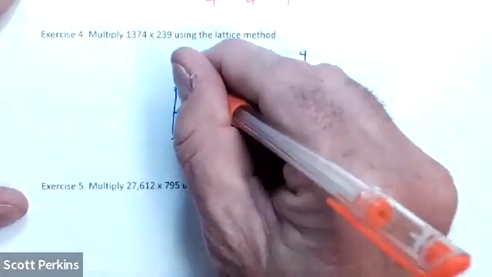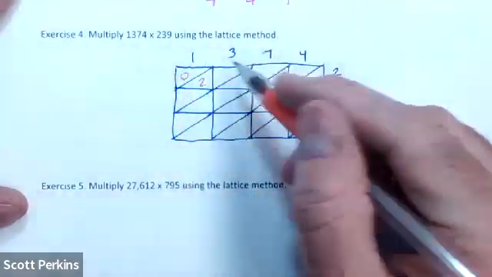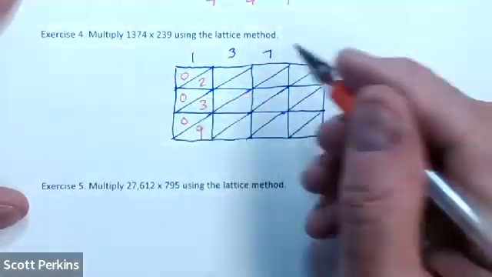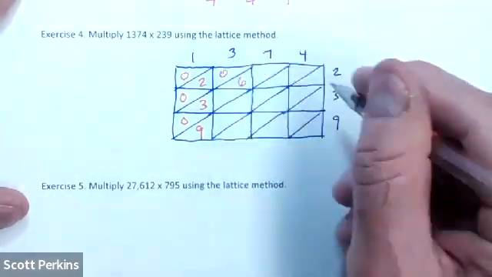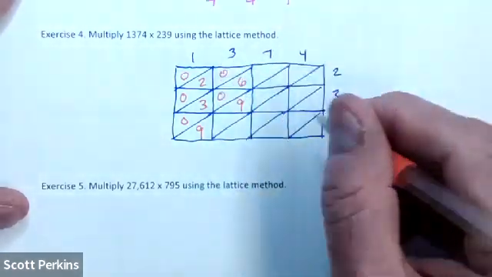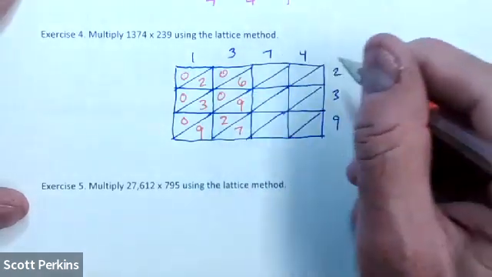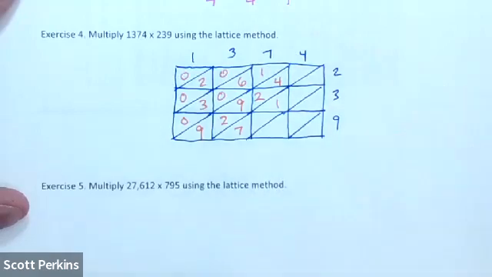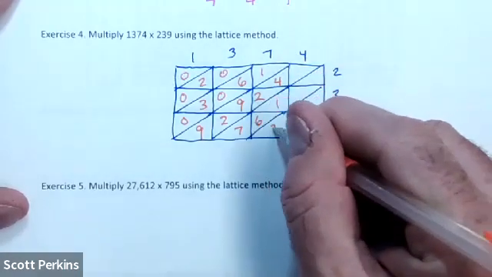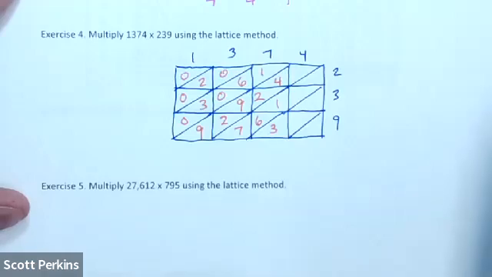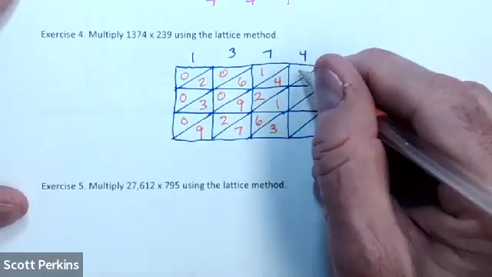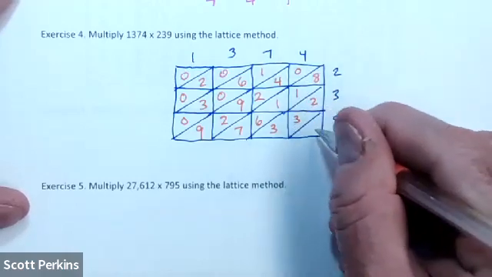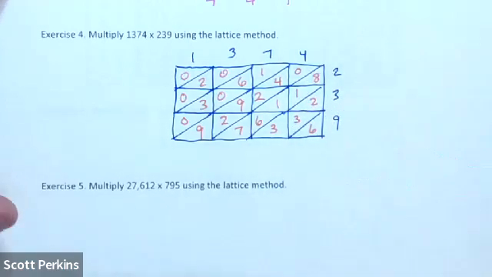1 times 2 is 0, 2. And then 1 times 3 is 0, 3. 1 times 9 is 0, 9. 3 times 2 is 0, 6. 3 times 3 is 0, 9. 3 times 9 is 27. 7 times 2, 14. 7 times 3, 21. 7 times 9 is 63, if I'm remembering my multiplication tables properly. And then 4 times 2 is 8. 4 times 3 is 12. 4 times 9 is 36. Okay, so there we go.